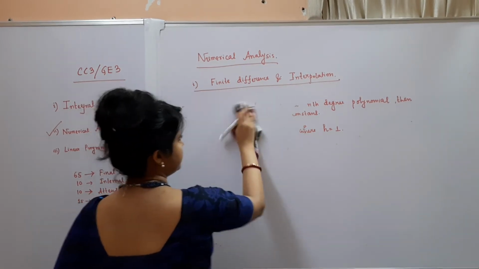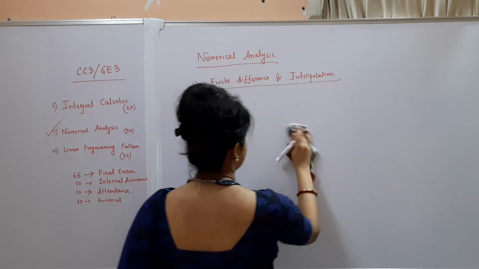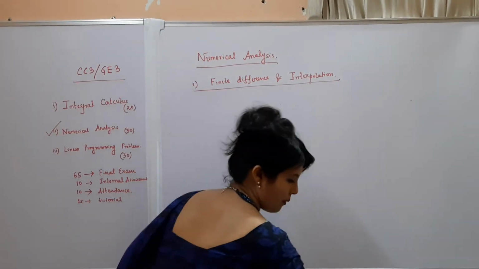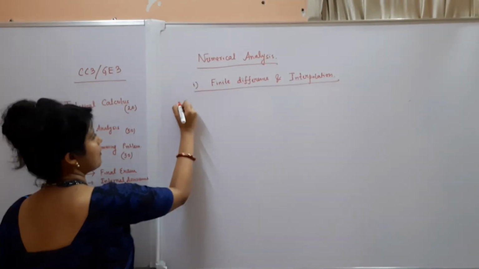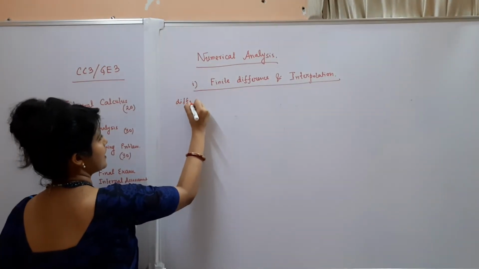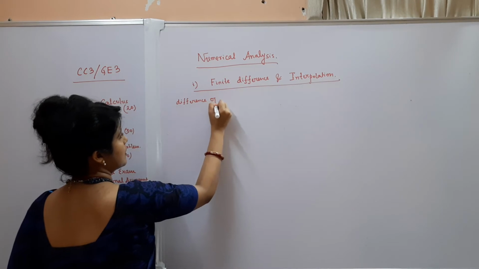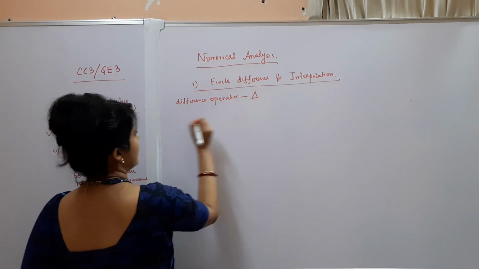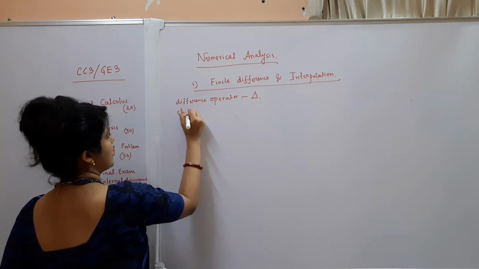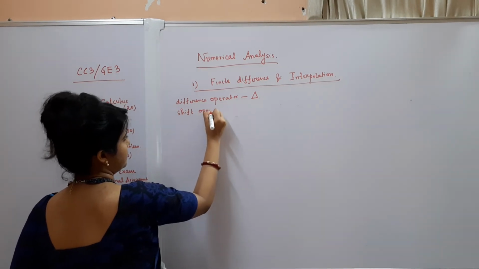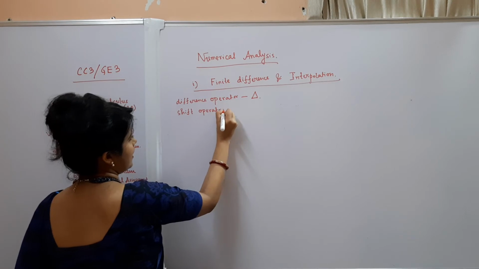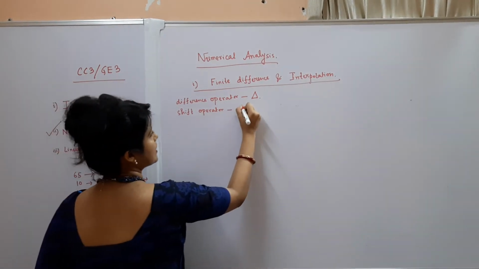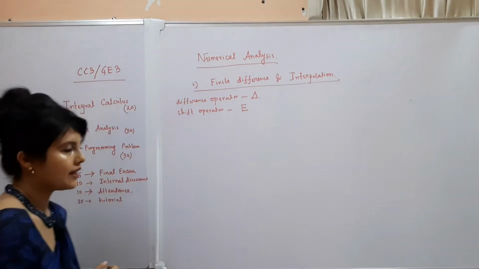It is called the shift operator. Okay, so you have already got the idea about the difference operator. The difference operator is delta. Now next, another operator is the shift operator. So the function of this shift operator is hidden in its name. The shift operator is denoted by E.